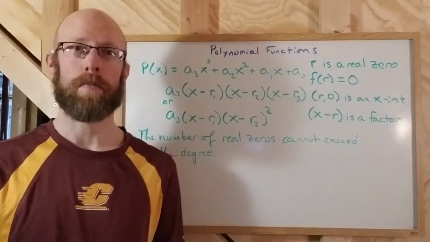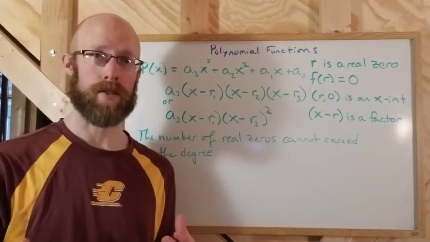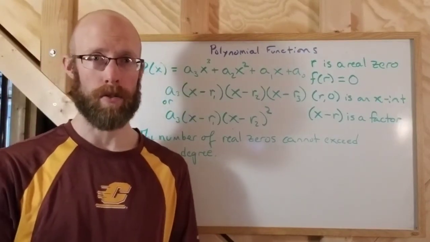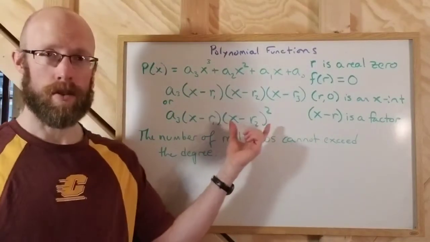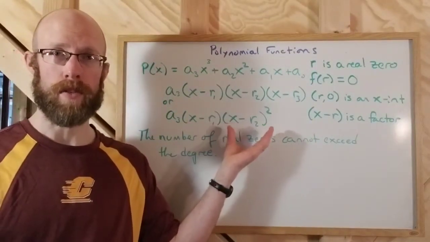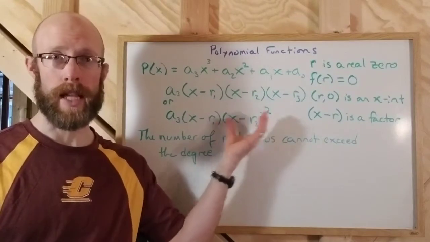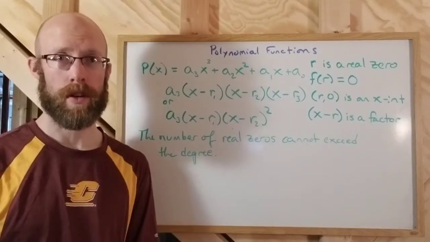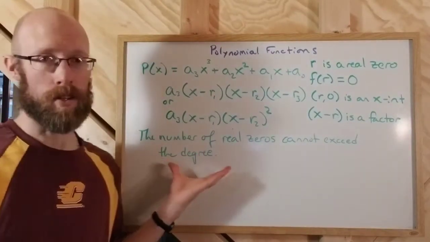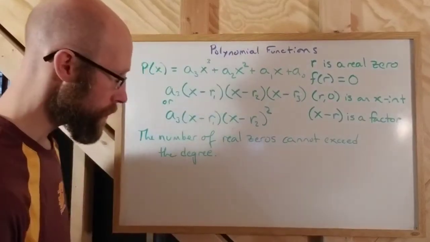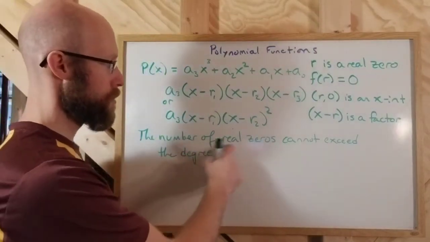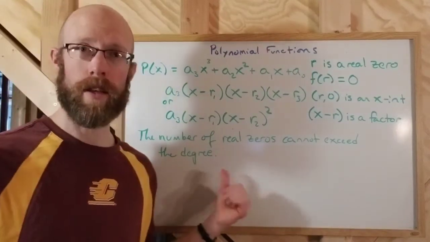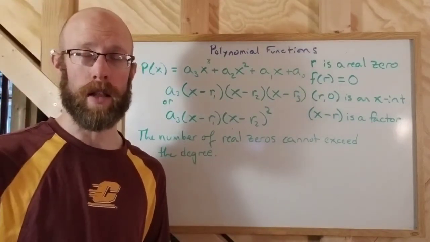I also mentioned in the past that you could have complex numbers as zeros to a polynomial. That's an option as well. But if you had complex numbers as zeros, then they would take up some of these factors, and you would still have even fewer real zeros. Okay, so it doesn't change this statement. So the greatest number of real zeros you could possibly have is the degree of the polynomial.